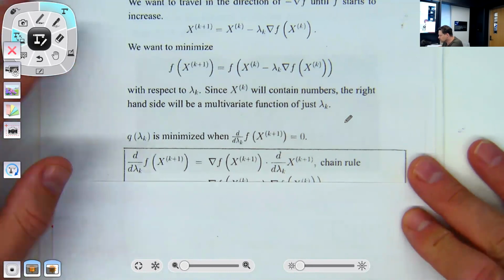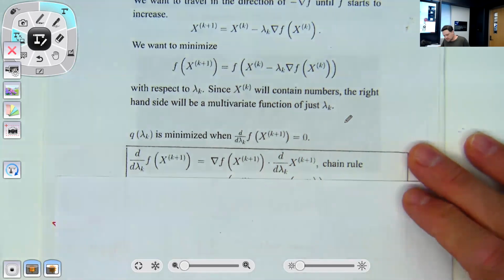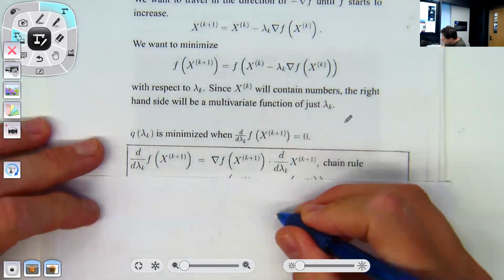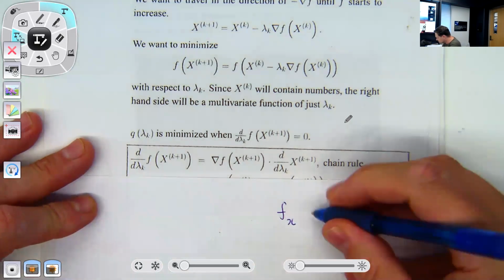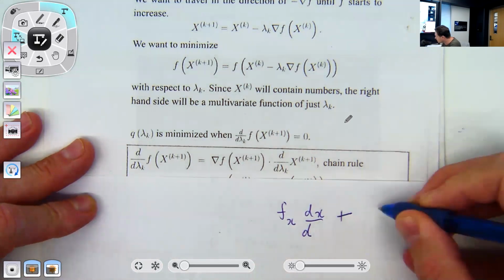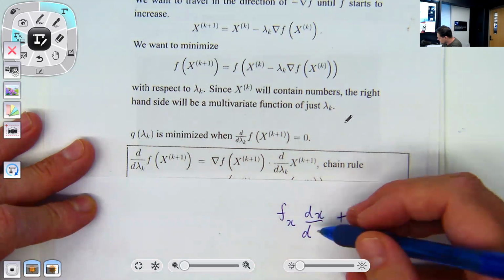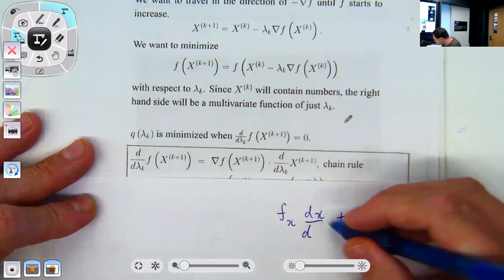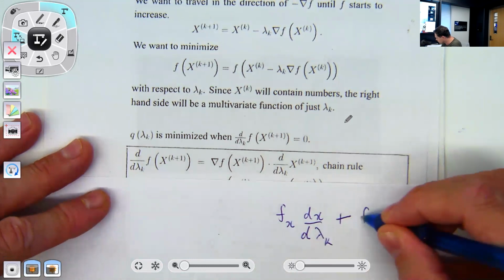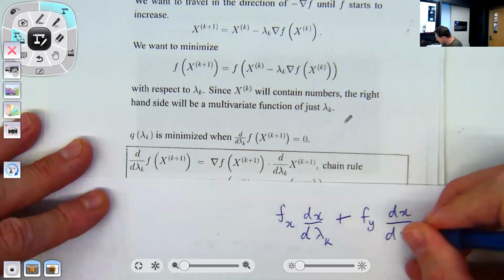So what we have here is we apply the chain rule, the chain rule involving partial derivatives. Let me pull out a pen and I'll just remind you. We've got f subscript x and then dx on d lambda k, and you make them look as if they were fractions, then they would cancel. So here then I want d lambda k, and then f subscript y, dy on d lambda k.